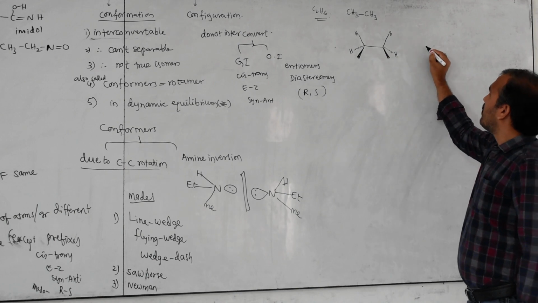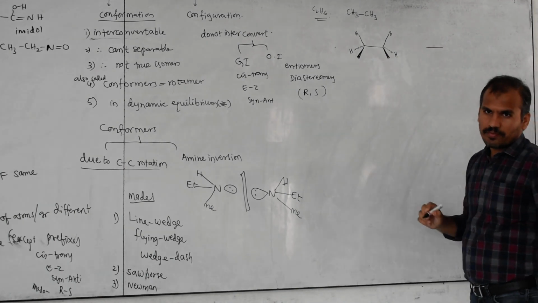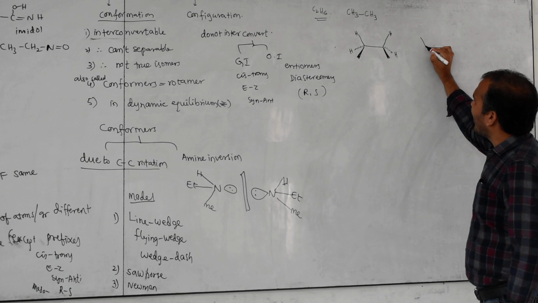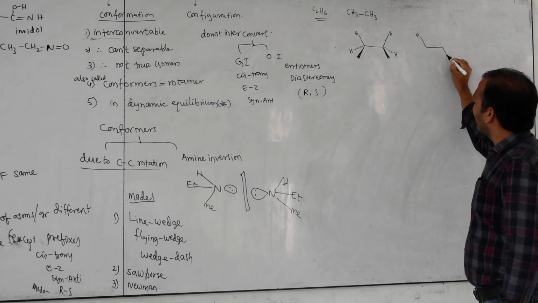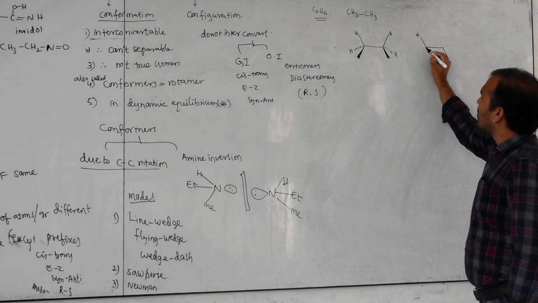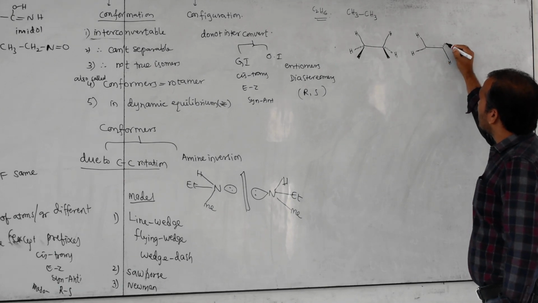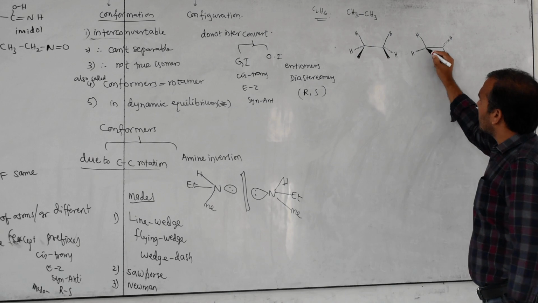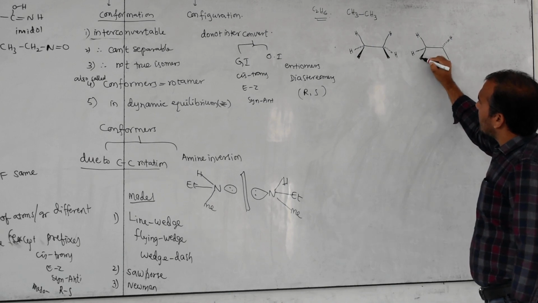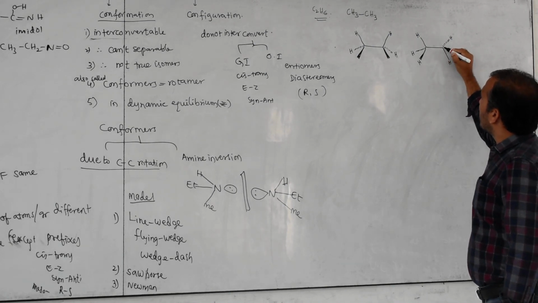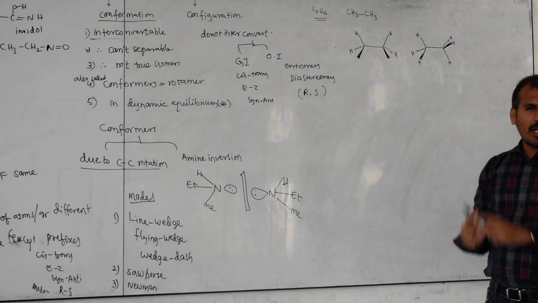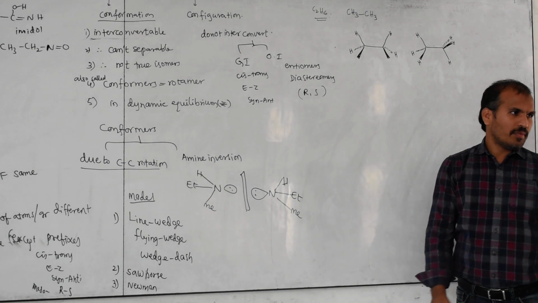Next, this is the carbon bond. This is hydrogen, this is hydrogen. This is hydrogen, this is hydrogen, this is also hydrogen, this is also hydrogen. Now tell which is eclipsed and which is staggered.